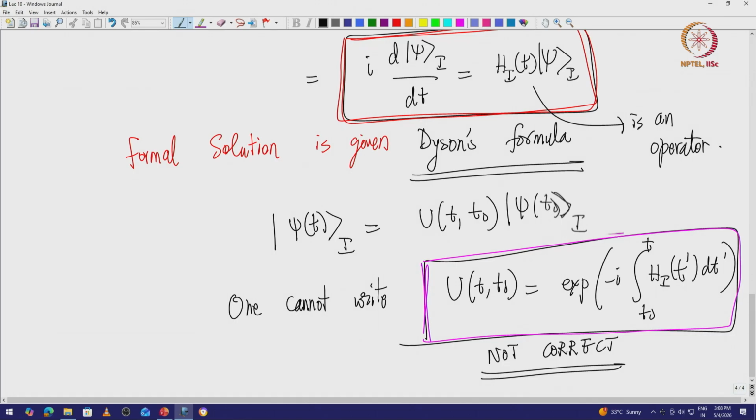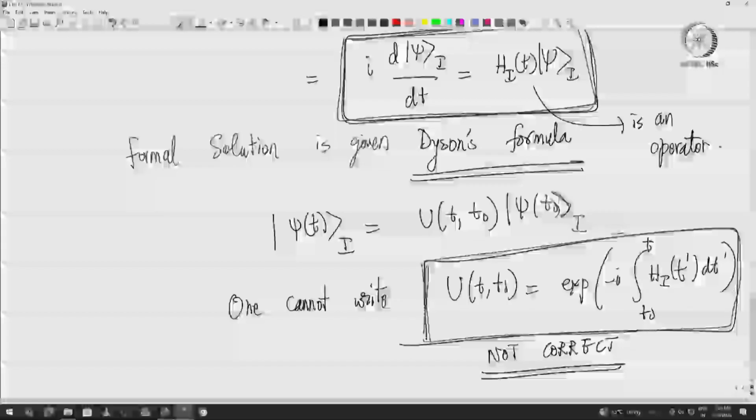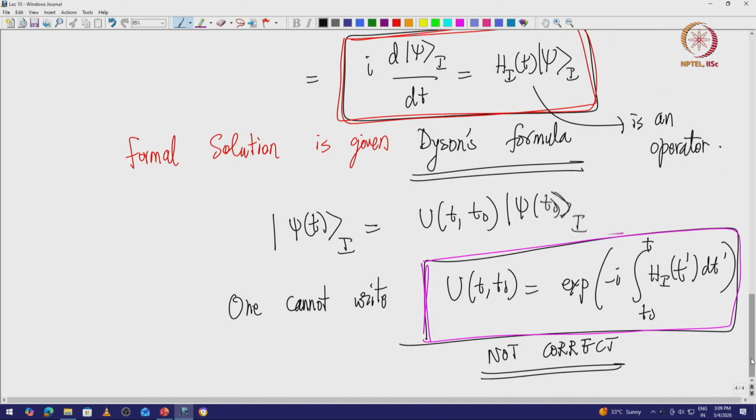The point is that because this is an operator, you have a couple of subtle points. One is something called the time ordering. When you expand this in terms of a series, you have to always make sure that the previous time comes before the later time. So that is called time ordering. Given in this fashion, no time ordering is present.